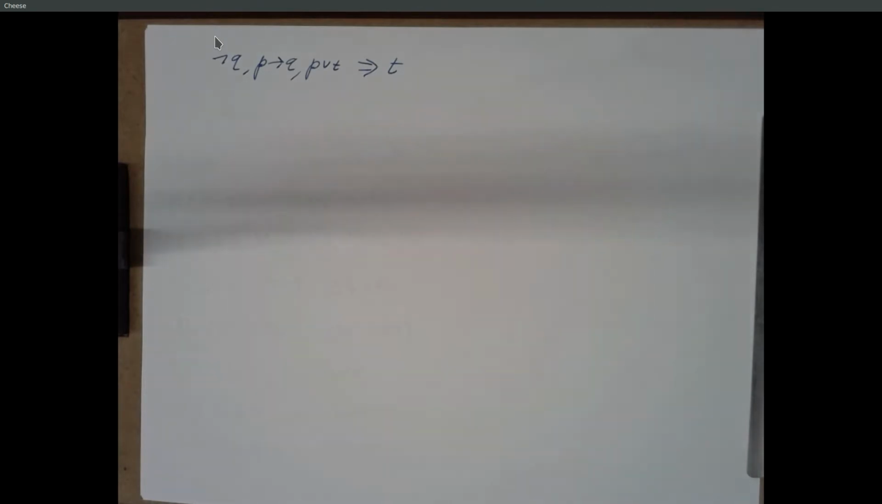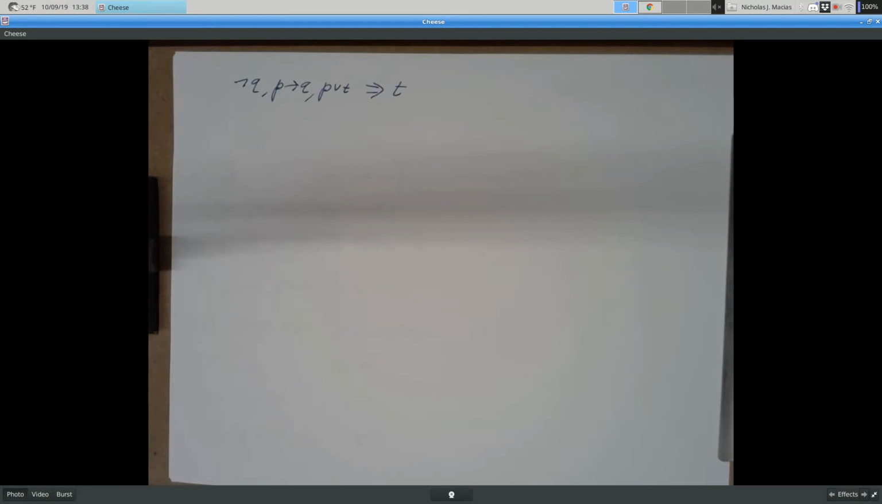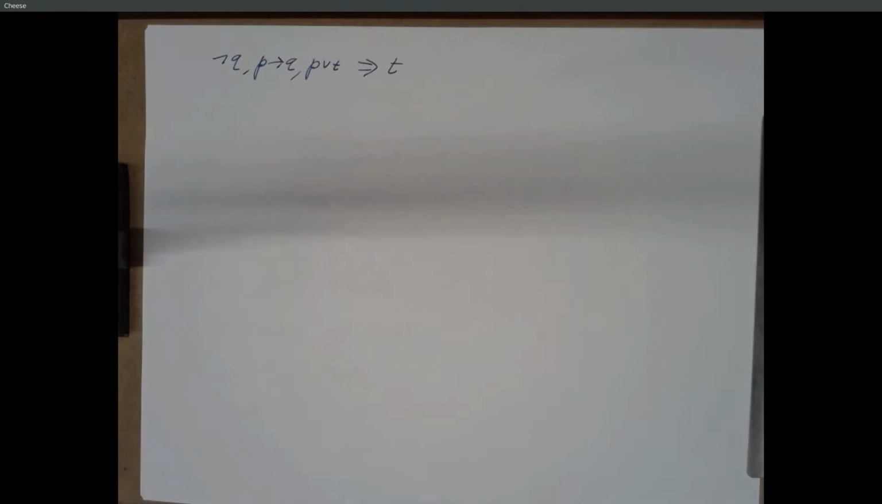So, ideas here. Do you want to do a direct or indirect proof first? Direct. Okay, I think direct is harder. What are your ideas on a direct proof? We're trying to do something to those three things on the left to conclude T.